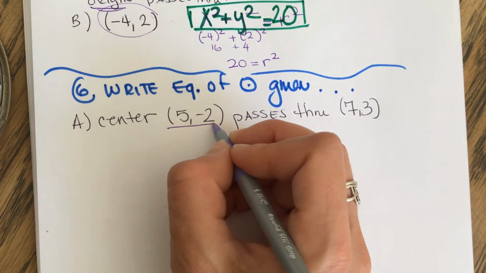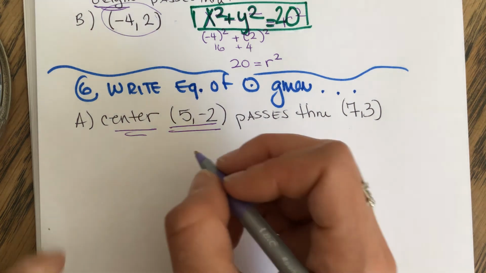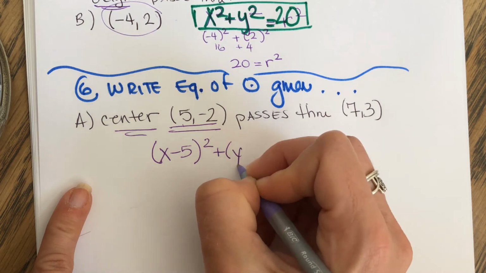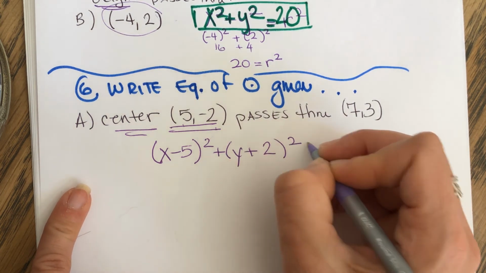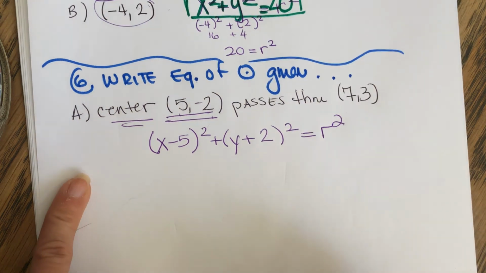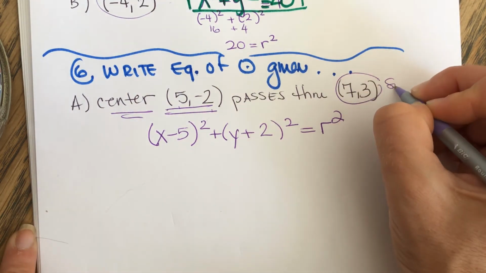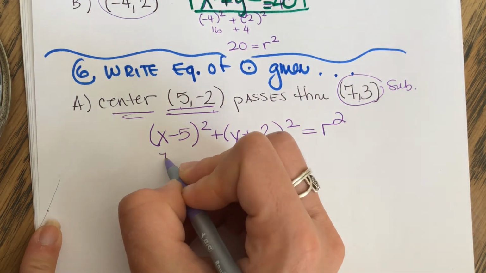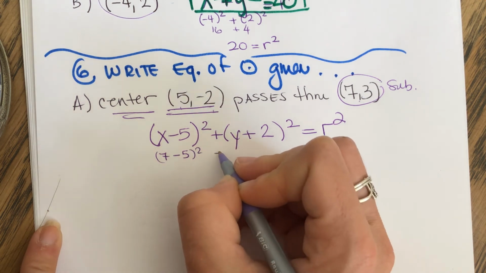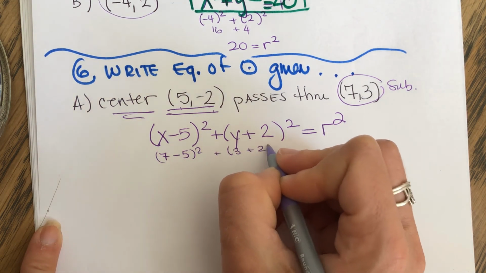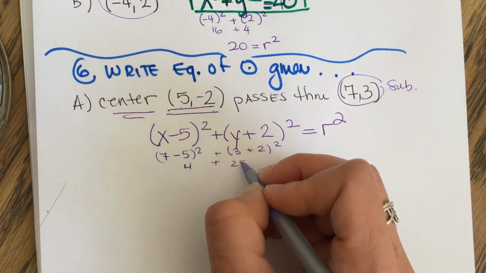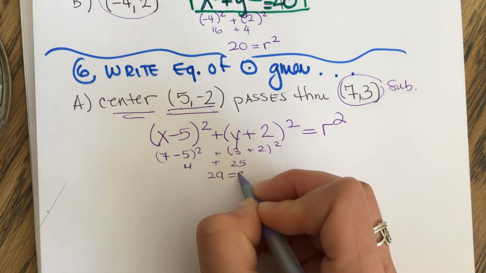Same kind of idea. You want to start by writing your equation of the circle given the center. So I have x minus 5 squared, since positive 5 becomes a minus, plus y plus 2 squared, since negative 2 becomes positive 2, equals r squared. All you have to do to find r squared is substitute this other point, the point that you're passing through, into the problem. So substitute 7 minus 5 squared plus 3 plus 2 squared. 7 minus 5 is 2. 2 squared would give us 4. 3 plus 2 is 5. 5 squared is 25. So 29 equals r squared.